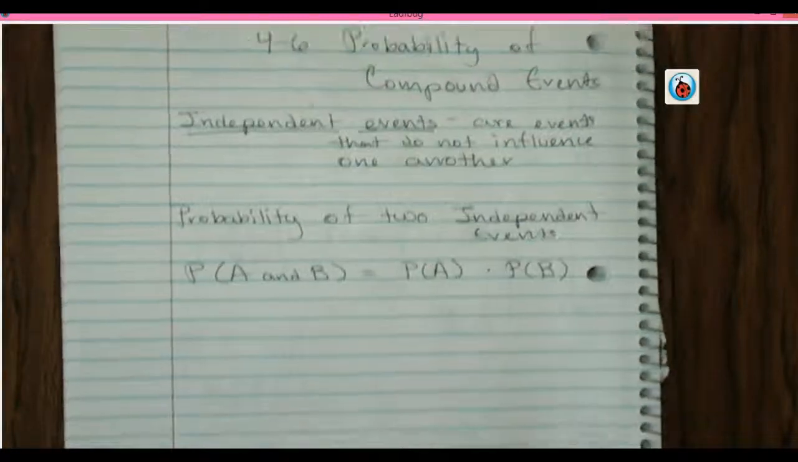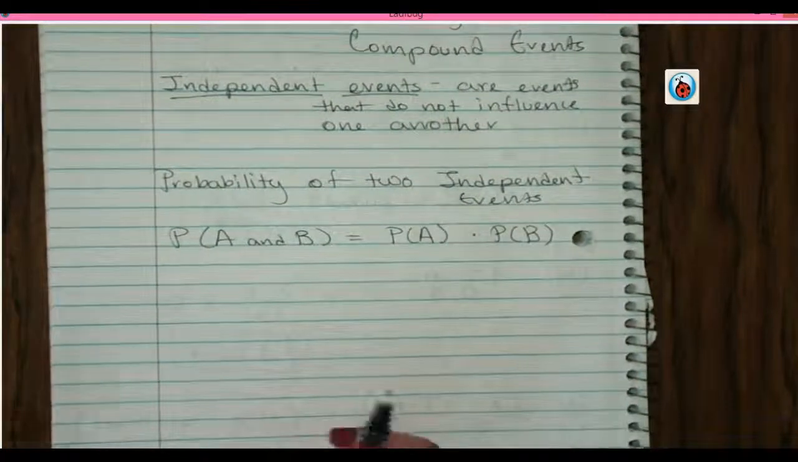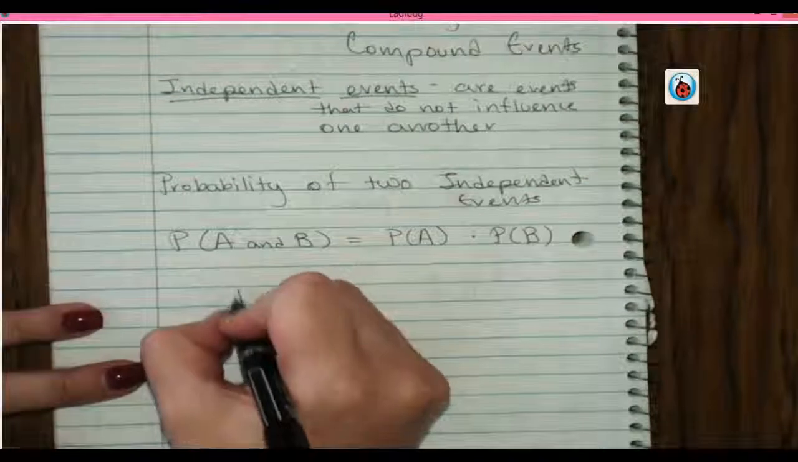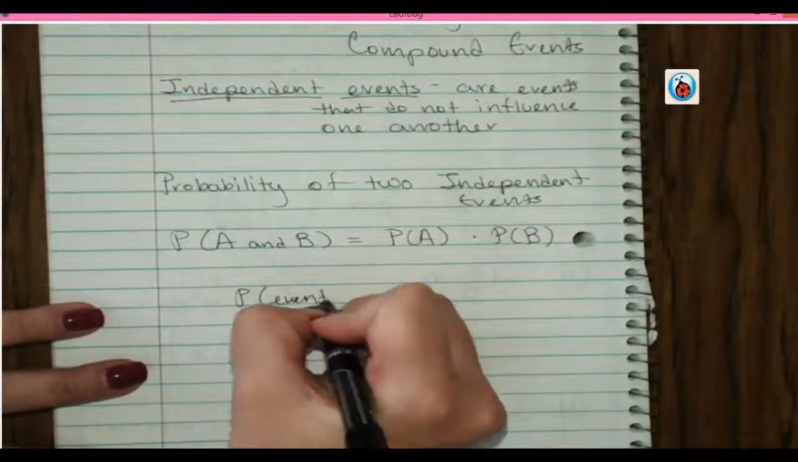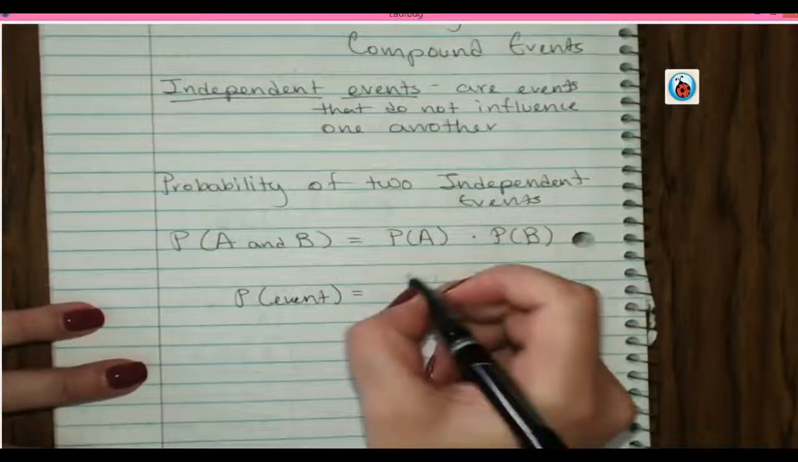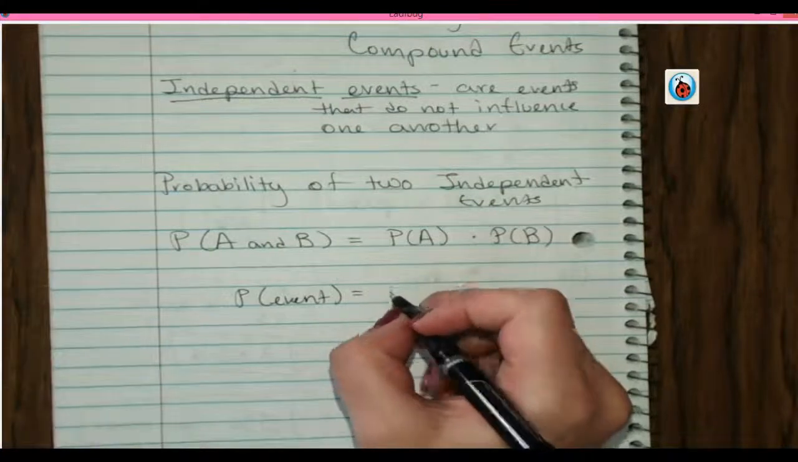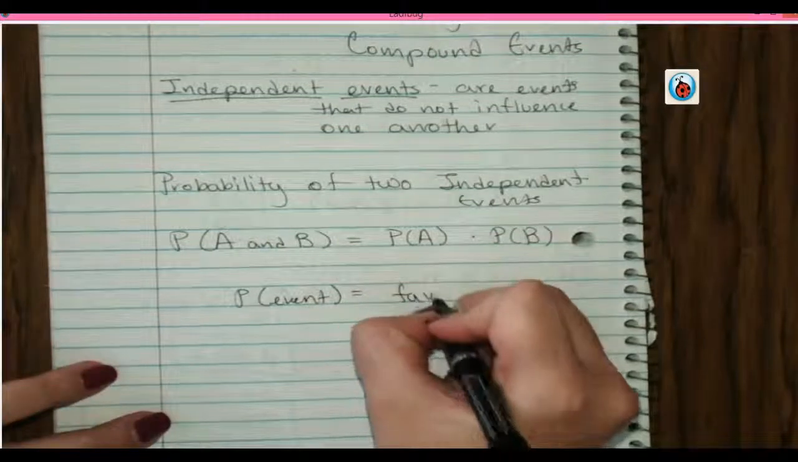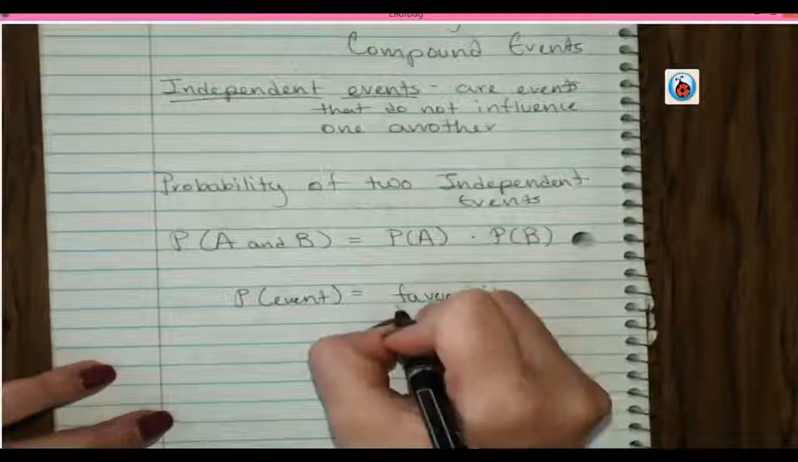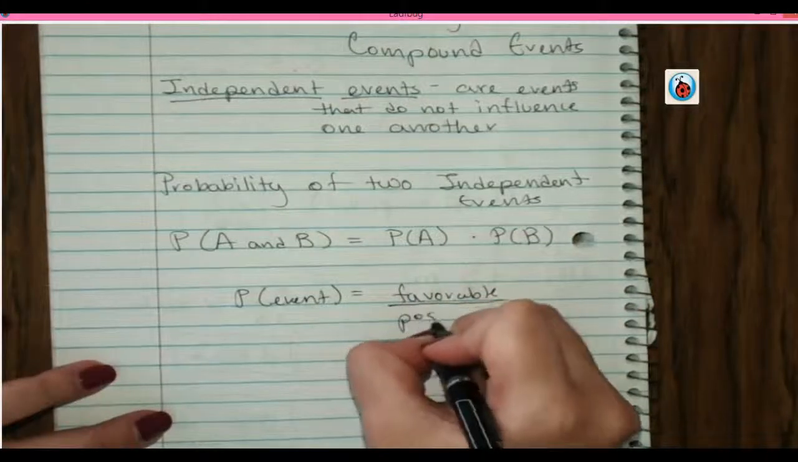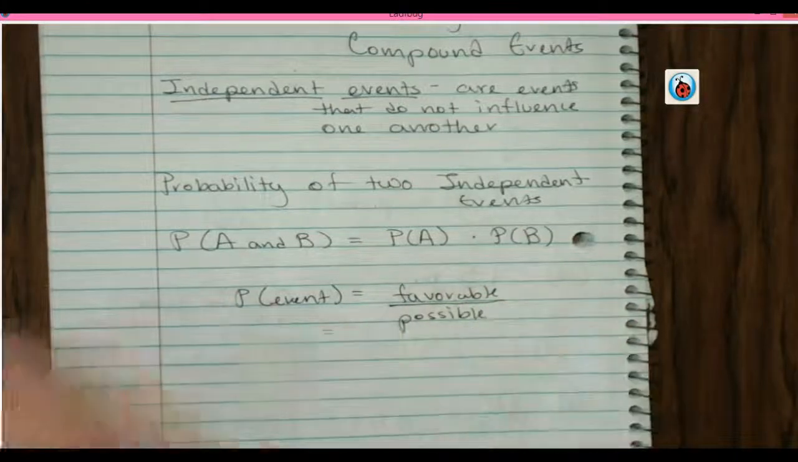So let's remind ourselves what probability was from last week. Probability of an event is equal to the number of favorable outcomes over the number of possible outcomes.